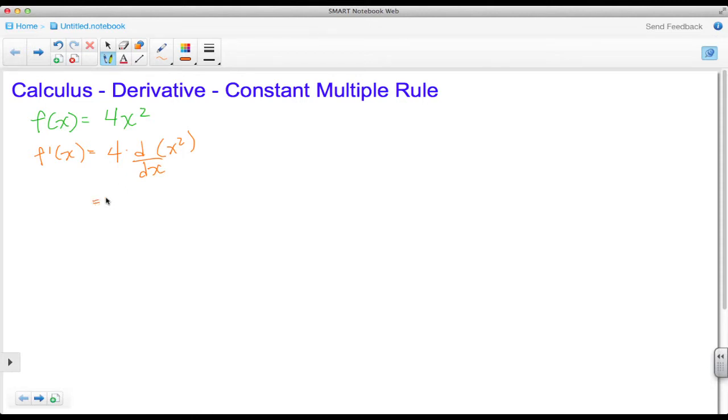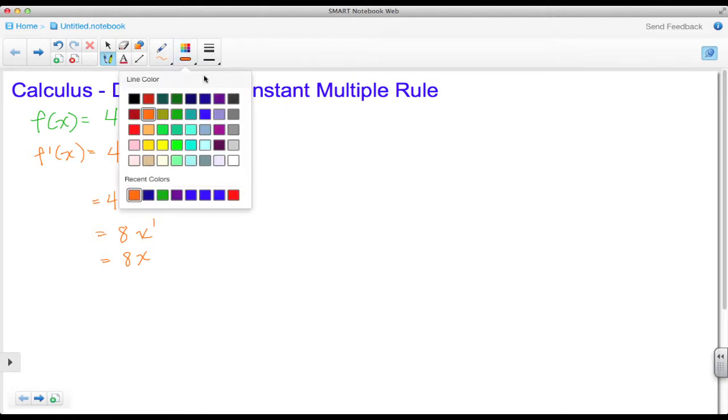So here we're going to have 4 times, basically we're going to use the power rule. So we're going to bring the power down, so the 2 comes down. We have x raised to the 2 minus 1 because we need to decrement that power by 1. So here we have 4 times 2 to give us 8. And then for the power, 2 minus 1 to give us 1. So it's really 8x to the first power, or just simply rewritten as 8x.